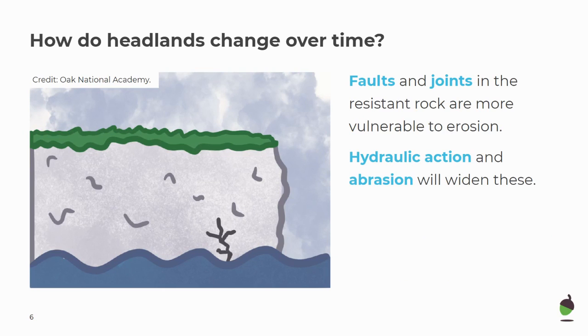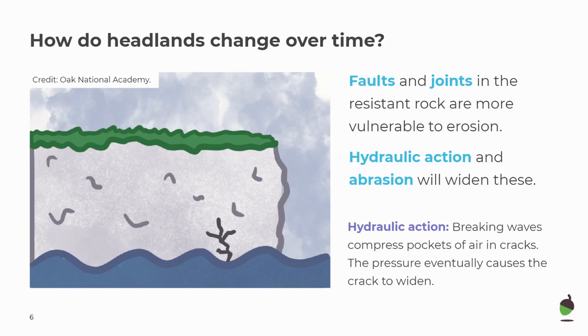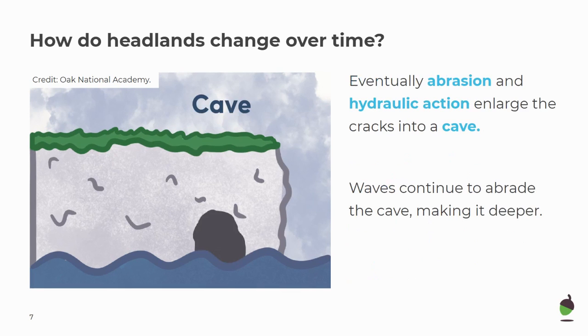Faults and joints in the resistant rock are more vulnerable to erosion. Hydraulic action and abrasion will widen these. Hydraulic action is when breaking waves compress pockets of air in the cracks. The pressure eventually causes the cracks to widen. Eventually, abrasion and hydraulic action are going to enlarge the cracks into a cave. Waves continue to abrade the cave, making it deeper and deeper.